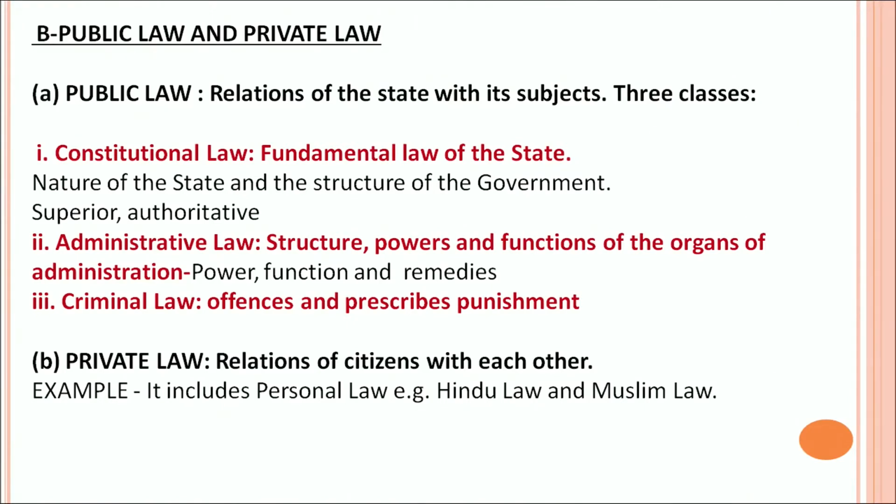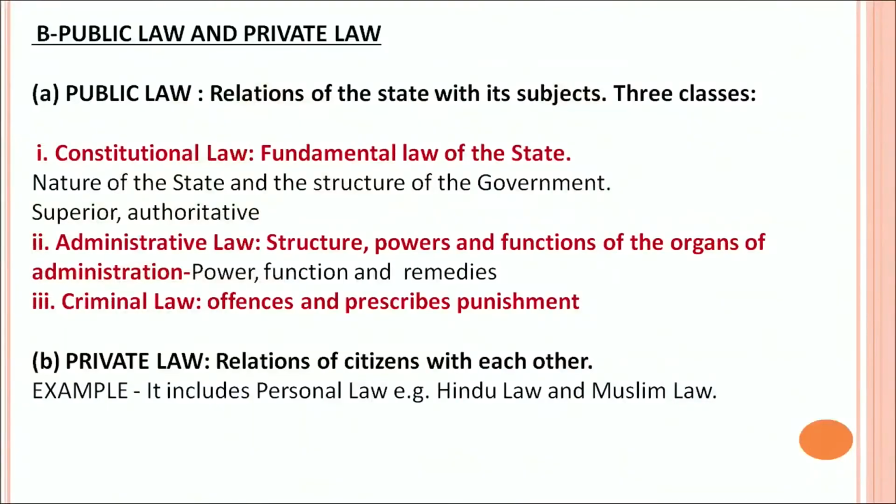The second variety of law is the private law. It deals with the relation of citizens with each other. That is, the dealing between the citizens is taken care of by the private law. There are certain examples of it. Say, for example, when we talk about the personal laws of the Hindus and the Muslims, each community is supposed to go to their respective laws and they will be dealt with accordingly.